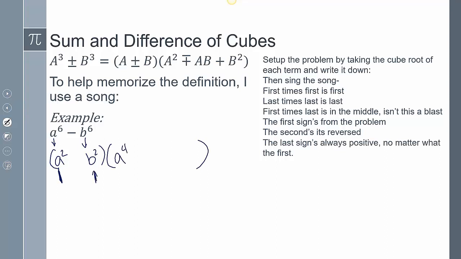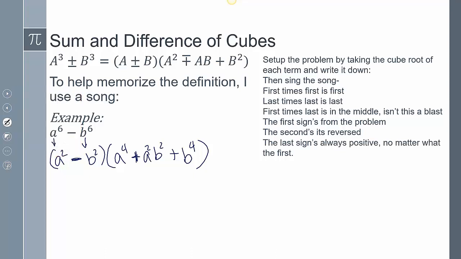Last times last is last. First times last is in the middle. Isn't this a blast? And then the first sign's from the problem. The second, it's reversed. The last sign's always positive no matter what the first. So that's going to be our answer.